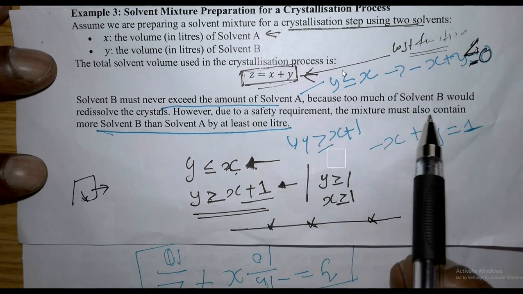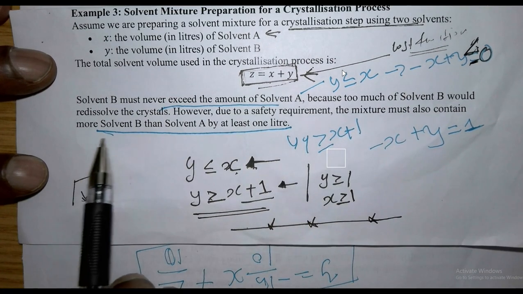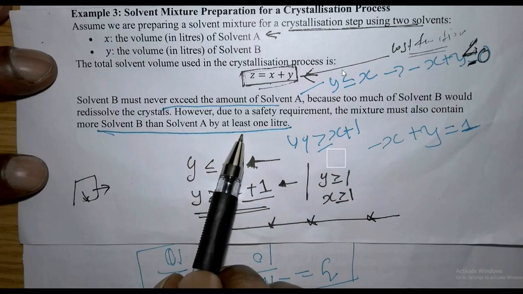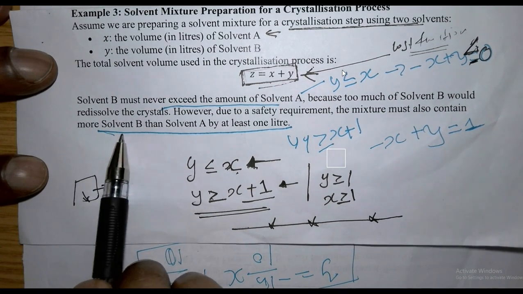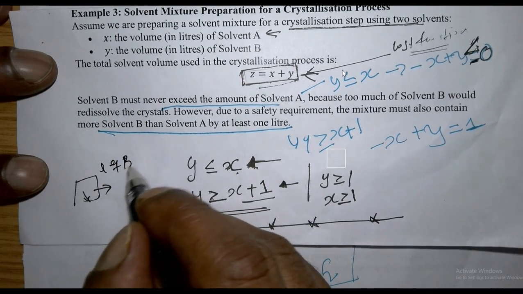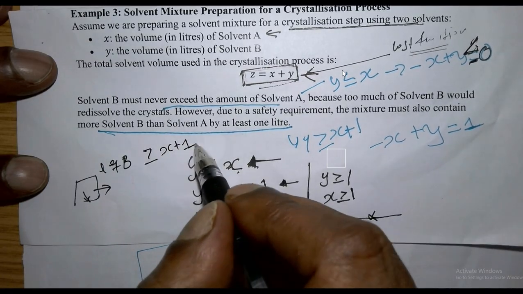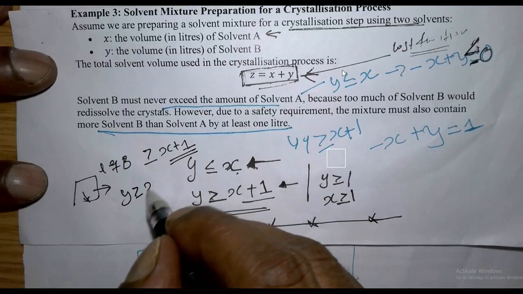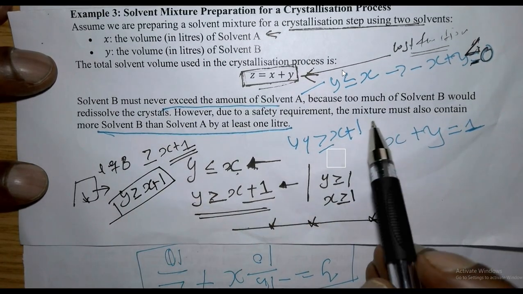And another one is there is some safety requirement. So the mixture must also contain more solvent B than solvent A, at least by 1 liter. Which means the liters of B should be greater than or equal to X plus 1 liter. So that means Y should be greater than or equal to X plus 1. So that's the second condition.